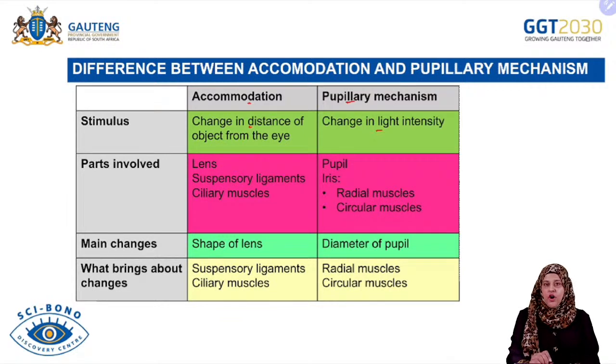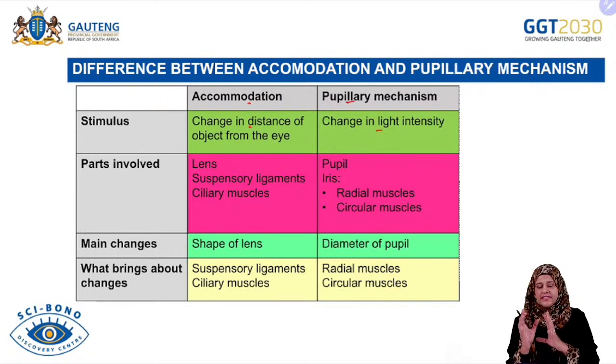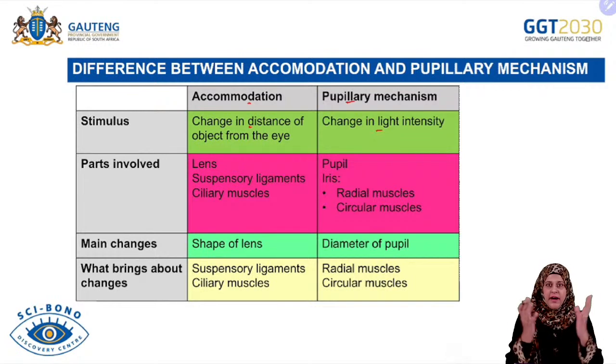When we are looking at accommodation, remember your lens is elastic. It has to focus, becoming less convex or more convex, depending on whether you are looking nearby or far away. Your eye has to accommodate to make sure that the light focuses onto the retina and gives a clear image. So the lens is involved, and the suspensory ligaments and ciliary muscles.